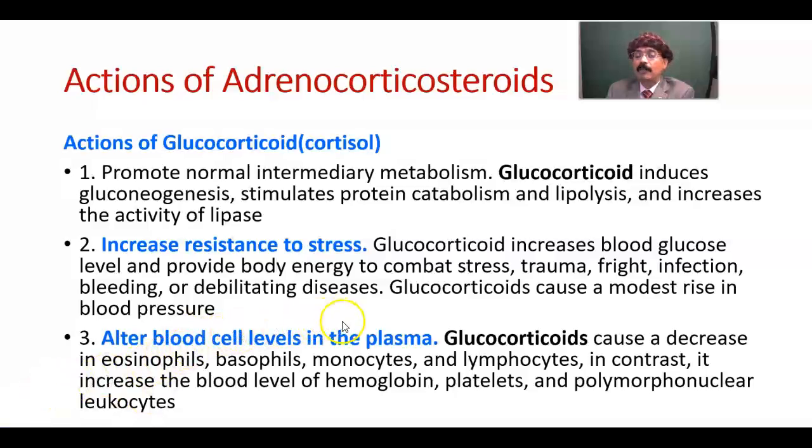Glucocorticoid also alters blood cell levels in the plasma. It causes a decrease in eosinophils, basophils, and monocytes to the bone marrow, and lymphocytes to the lymphoid structure. In contrast, it increases the blood level of hemoglobin, platelets, and polymorphonuclear leukocytes, which are phagocytic cells.